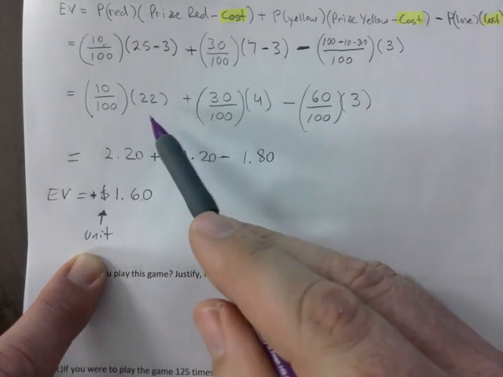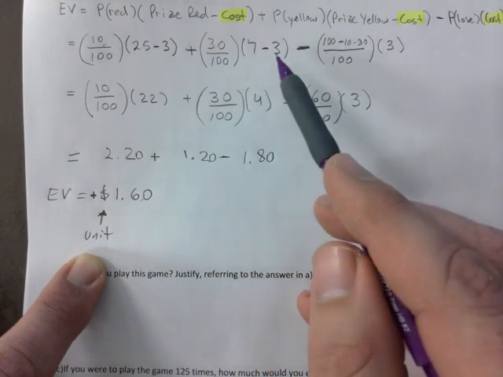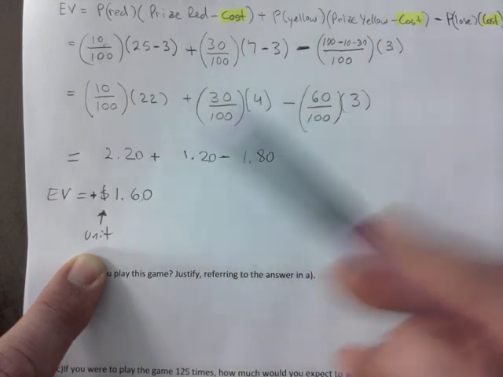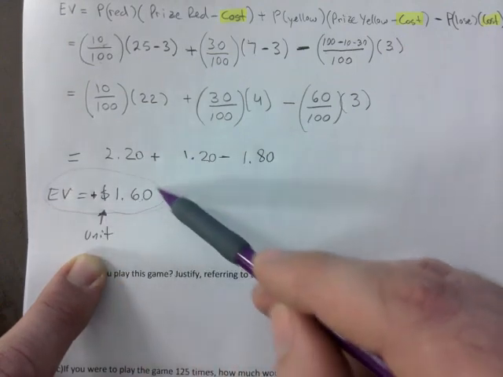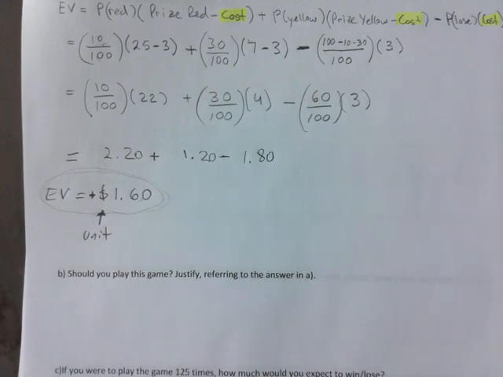You might actually win 25 bucks every once in a while, and then you'll lose a bunch of times. You might win the second prize a bunch of times, but on average, this is what you're expected to gain in the long run. So we would say it's a good idea to play, right?